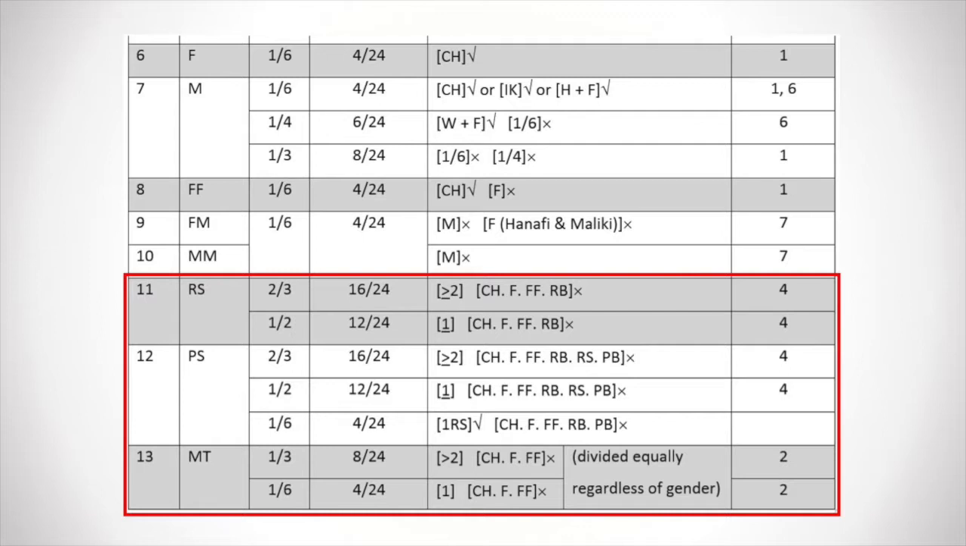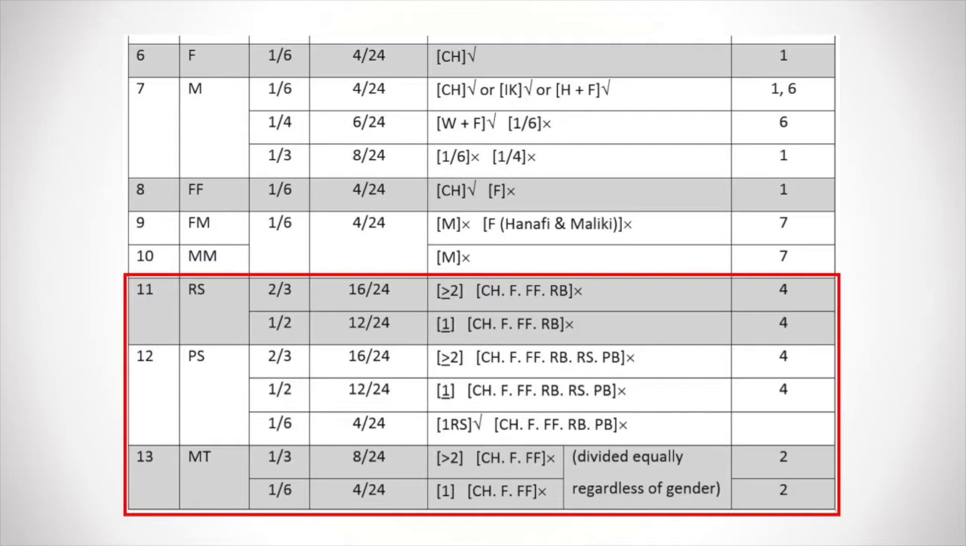Because if the real sister is present, she would have gotten the share beforehand and would have taken the share, and paternal sister would not get the share in this proportion. But the last line says, if there is one real sister and you have absence of children, father, father's father, real brother, and paternal brother, then paternal sister can also get 1/6.